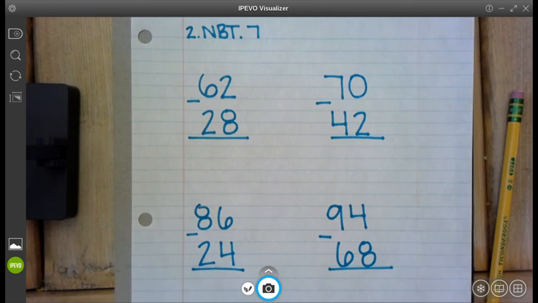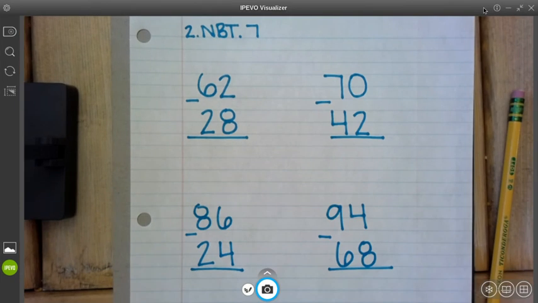Hey guys, today we're going to talk about standard 2 in BT7, which is I can add and subtract within 1000. Today we're going to focus on two-digit subtraction with and without regrouping. So on our paper, we have 4 different math problems, and we're going to talk through the steps that your child should be taking as they are solving these problems.